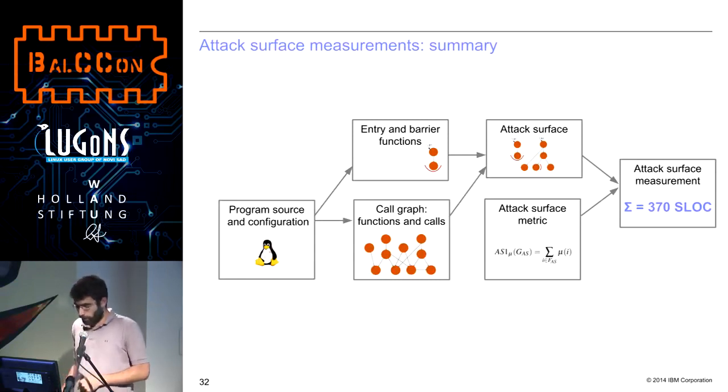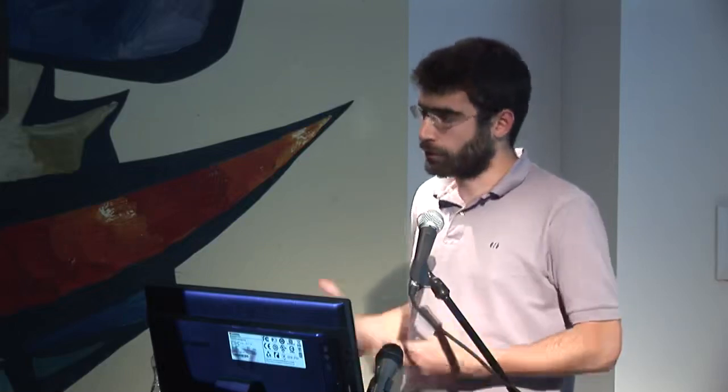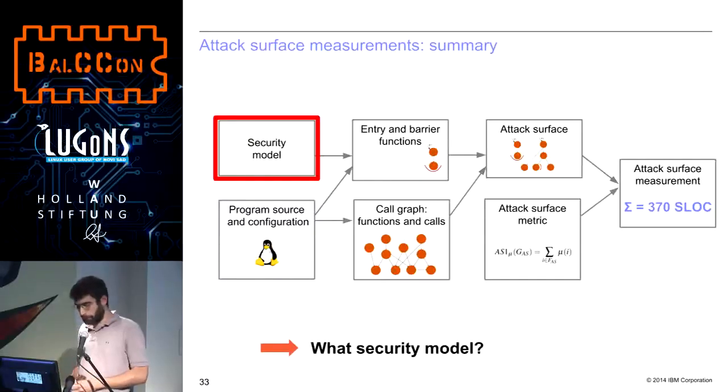Of course, you might wonder how we come up with those entry and barrier functions, and that's actually very important, because it's essentially the assumptions you are making on the attacker, so the security model that you're taking there. So I'll be presenting two security models that we've used. The first one is the ISOSEC security model.